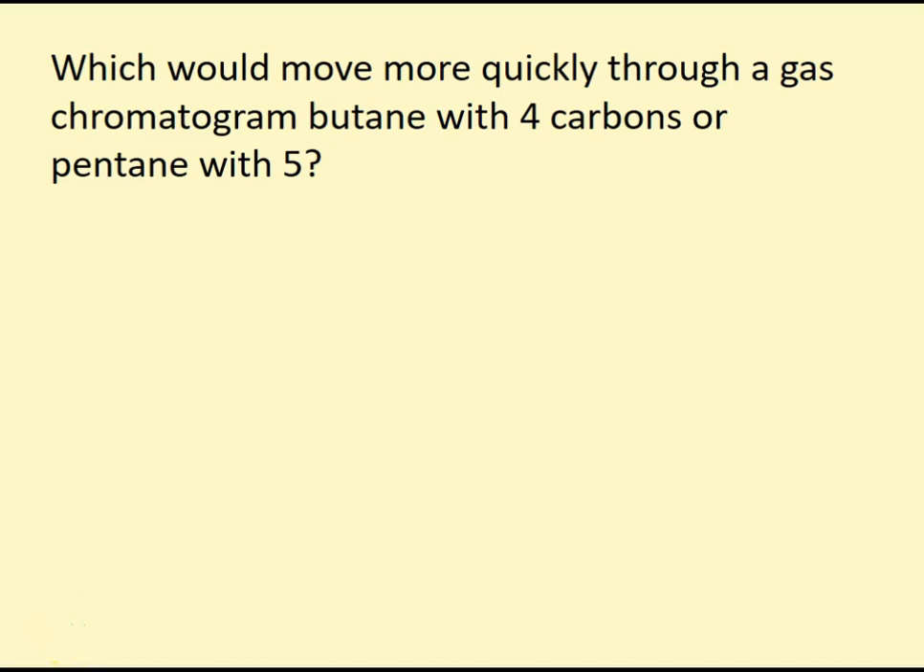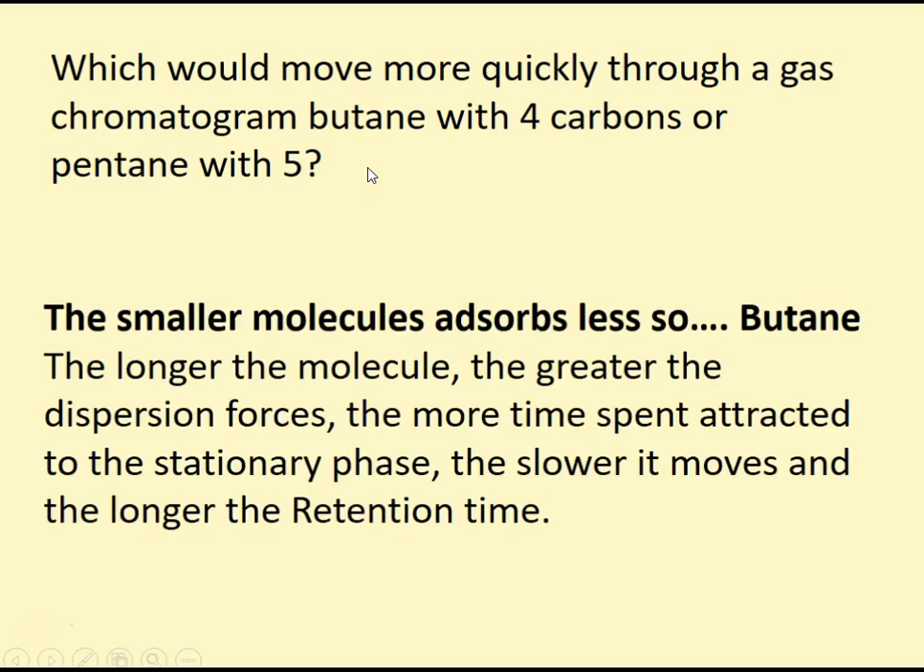Okay, which would move more quickly through a gas chromatogram? Butane with 4 carbons or pentane with 5. So the smaller it is, the faster it will move, and the more compact it is, the faster it will move. Okay, so we can have a look at that.